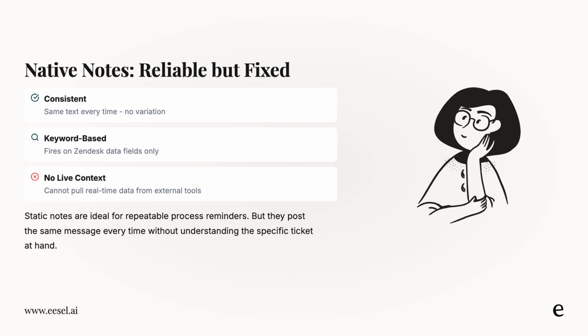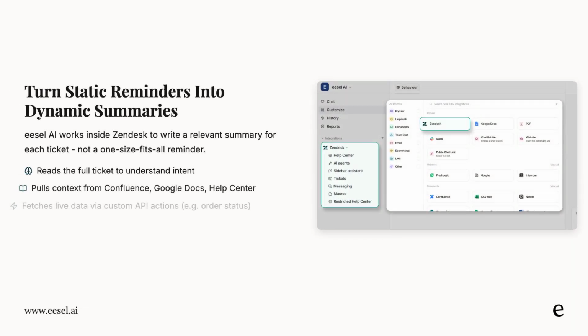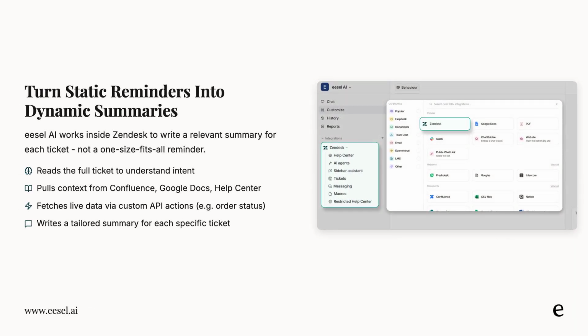They cannot read the ticket to understand context, pull information from external tools, or adapt to the details of a specific request. eesel AI works directly inside Zendesk to write a unique summary for each ticket. It reads the full conversation, pulls relevant steps from your Confluence or Google Docs, and can even fetch live data like order status from external systems.